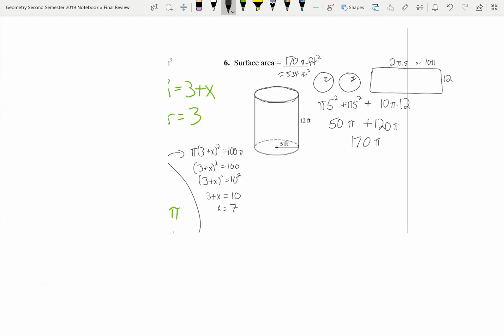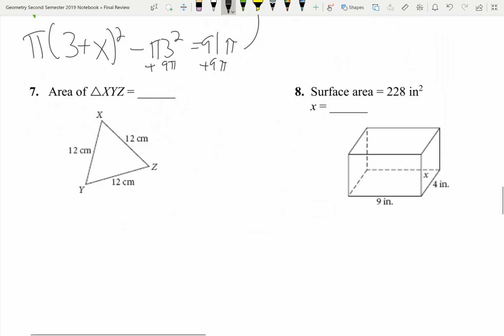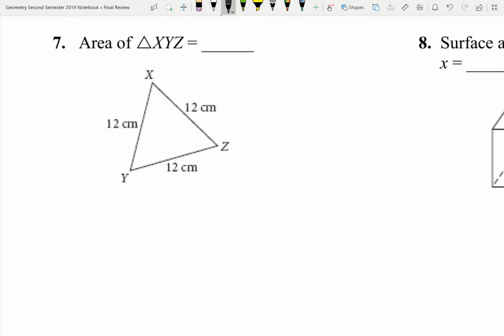Okay. Let's see here. Next, we need to find the area of XYZ. Okay, well, we have an equilateral triangle here, which means all of the angles are congruent. So each angle is going to be 180 divided by 3, which is 60.